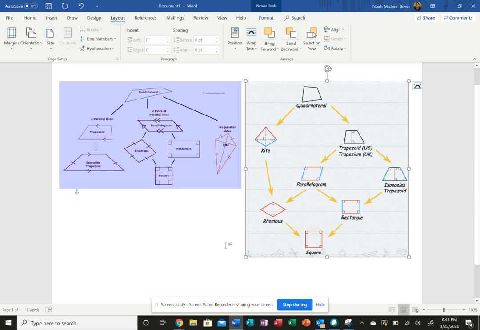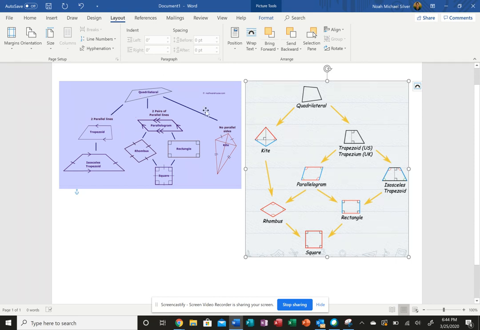I'm Noah Silver, and this is my new quadrilateral hierarchy. So we're looking at this one compared to this one, and we see that some of the differences right off the cuff are its labelings and how it's split up, with this one only having two and this one having three.